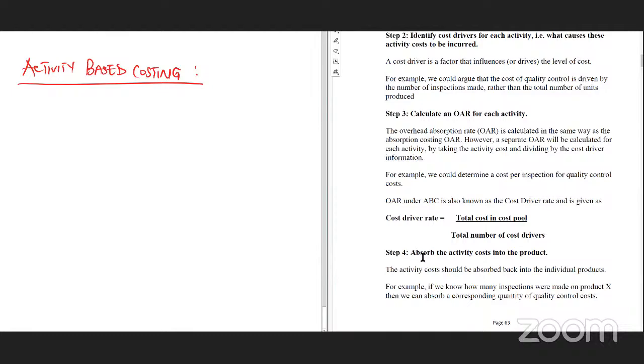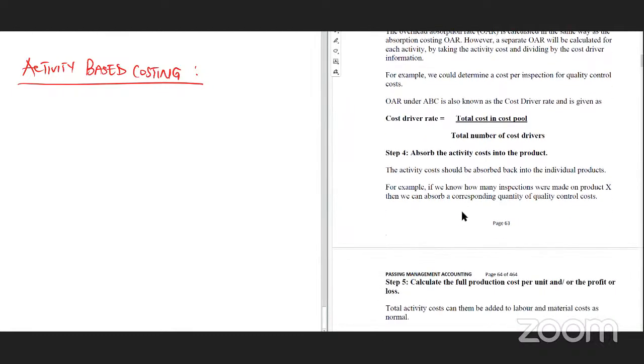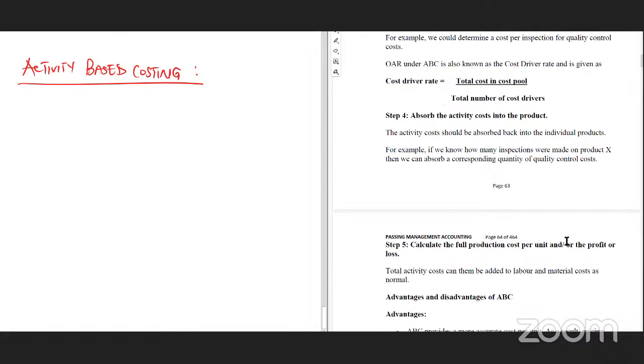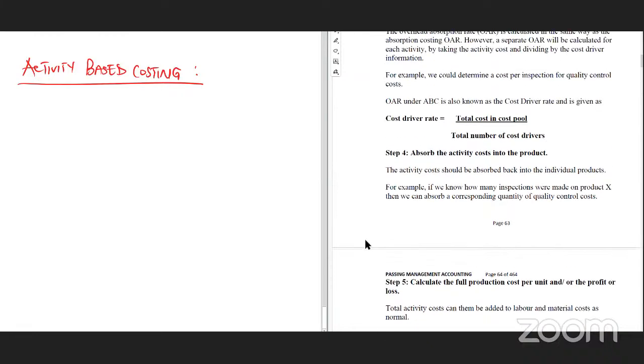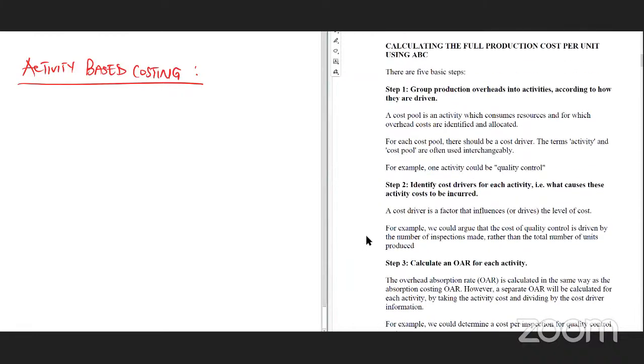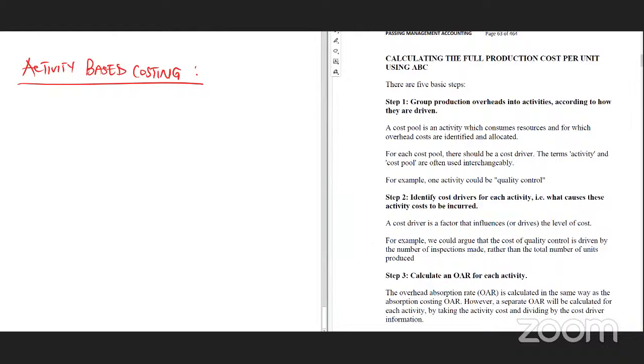Then the next step is to absorb the activity cost into the product, right? So the activity cost should be absorbed back into the individual product. For example, if we know how many inspections were made on product X, then we can absorb a corresponding quantity of quality control cost. Then the next thing you have to do is calculate the full production cost per unit or the profit or loss. So just write it in your own simple words, right? In activity-based costing, what are the steps?